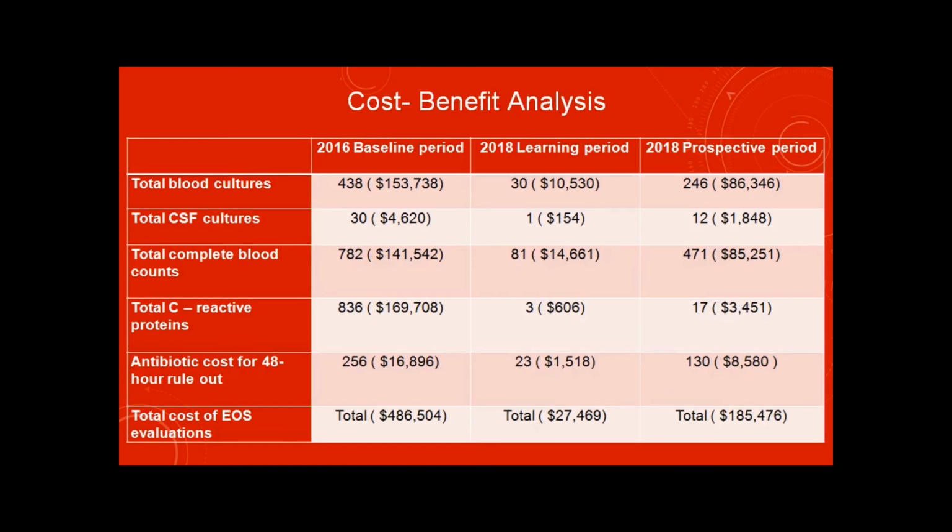And another thing we wanted to look at was cost-benefit analysis. Now, these costs are based on what the lab charges to the consumer. And so that baseline period, we spent approximately $486,000. The prospective period, we were down to $186,000. Now, that's a 6 month to 4 month, but you can see if I added a couple more months to the 186, we'd still be probably halfway the cost as far as looking at early onset infection.